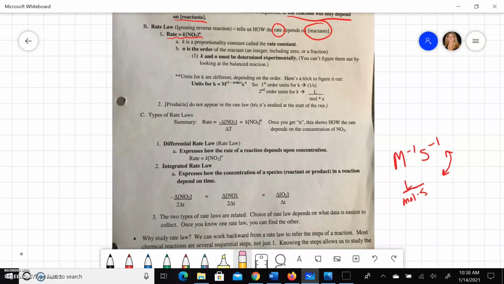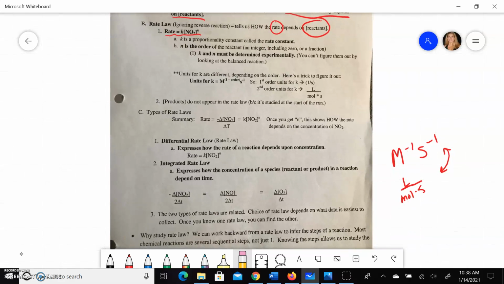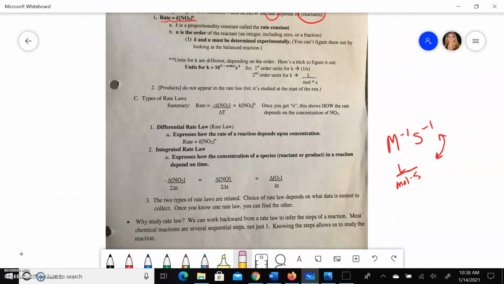All right, so that was the first kind of rate law, and I'm going to show you how to calculate this in just a minute. And that's called a differential rate law. Again, differential is talking about how the rate of the reaction depends on the concentration. So you notice that you have both rate and concentration in the equation.